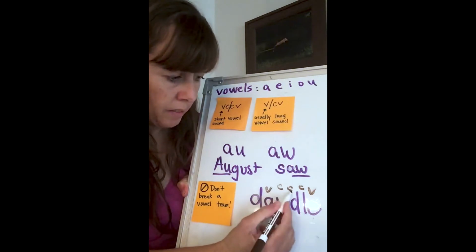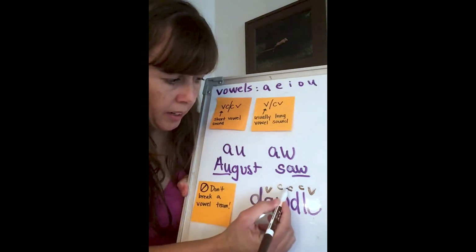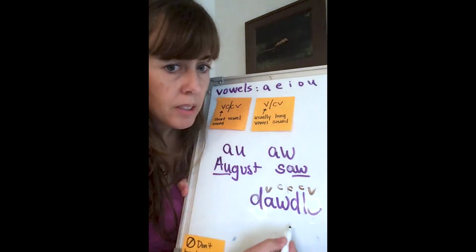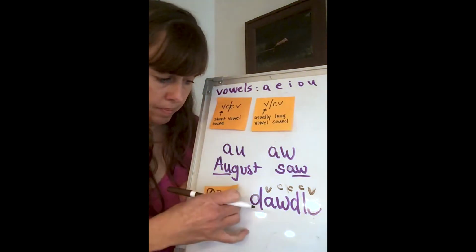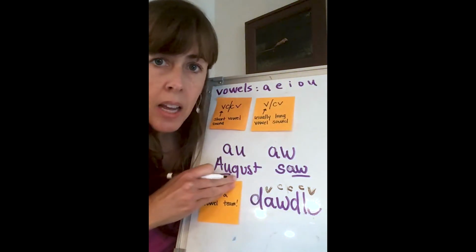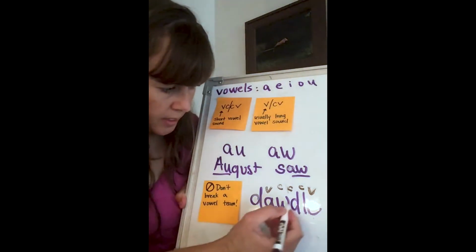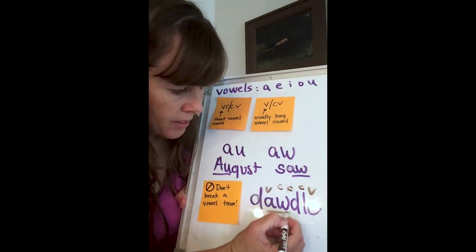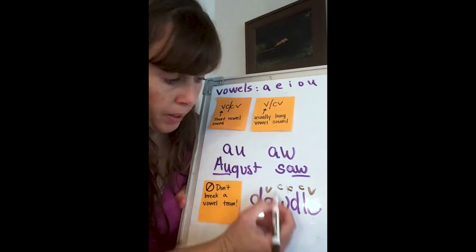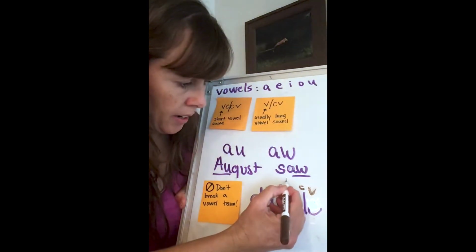Maybe I can't break it after this A because it's not vowel, consonant, vowel. Maybe I could break it here. Let me try that and just see what happens with the vowel team. Oh, because there is a vowel team, even though that second letter isn't a vowel. It's so crazy. Yeah, here's the vowel team. We can't break it here for sure. Let's try it here.